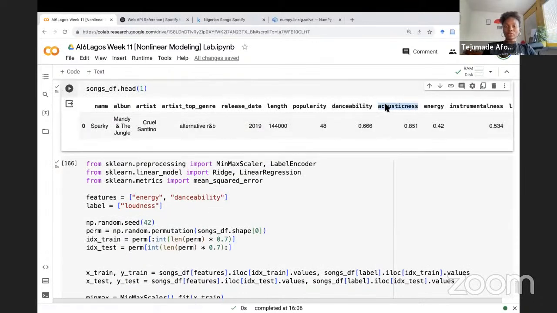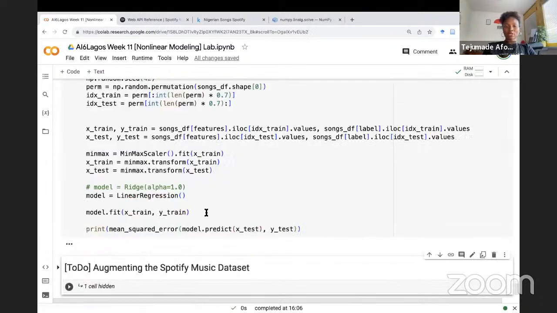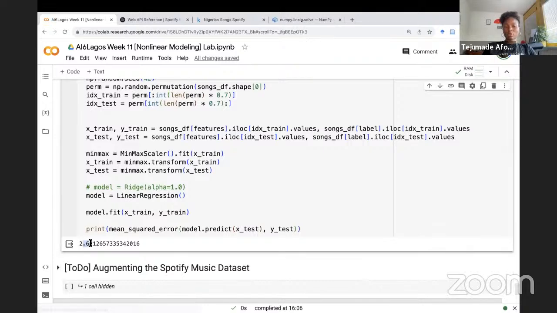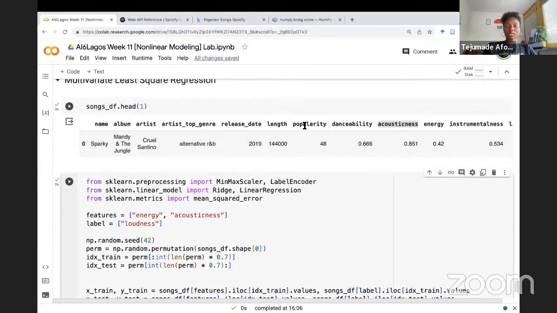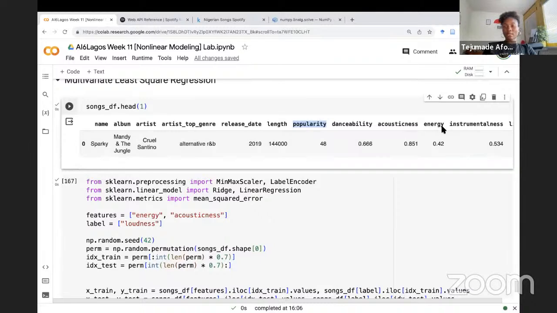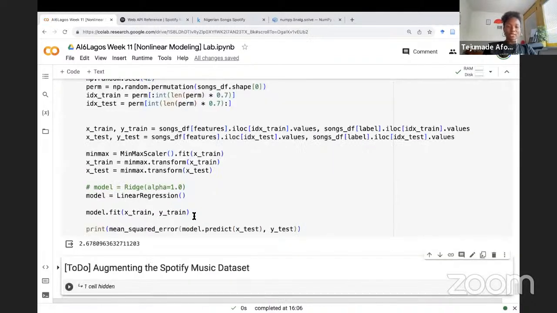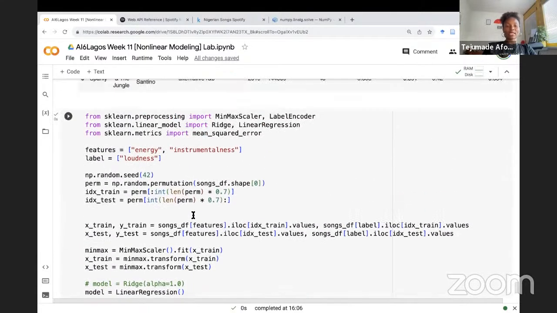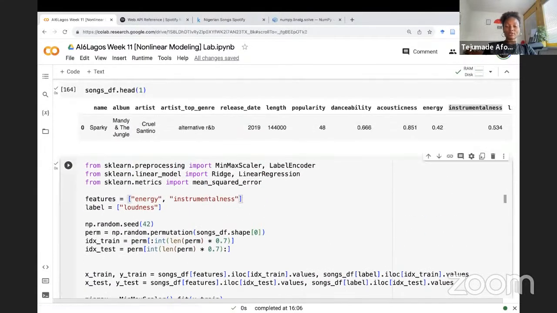We can say, how about we just add acousticness? Oh, 2.6, no, maybe not. Okay, maybe we can add instrumentalness. Is that a good feature for loudness? Maybe not. So we can keep going, or even add more. Nothing is stopping us.